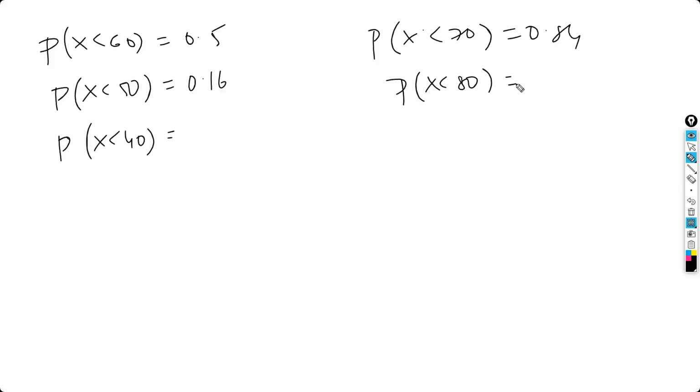Slowly, one more time. First, x less than 40, up to 2 decimals: 0.02. And for x less than 80: 0.97. That's it. Completed. For everyone, the same answers or different? Anyone having any doubts on calculating this? Both offline and online students, anyone has any questions?